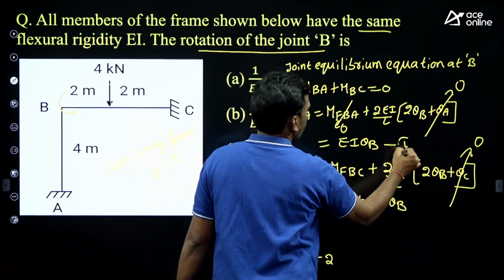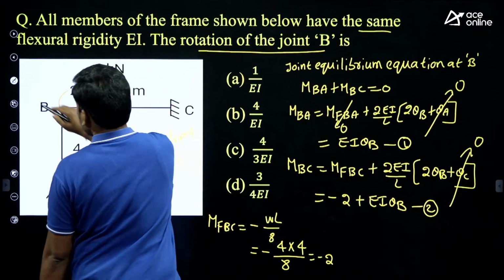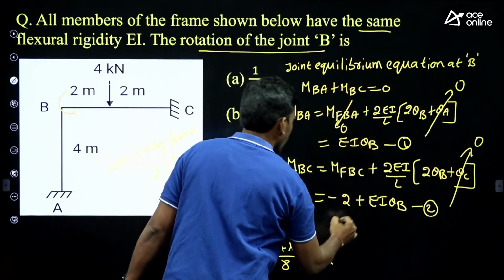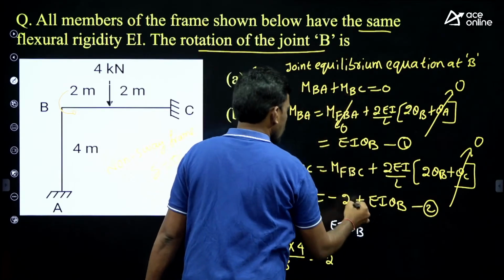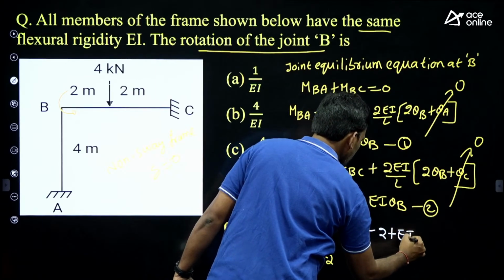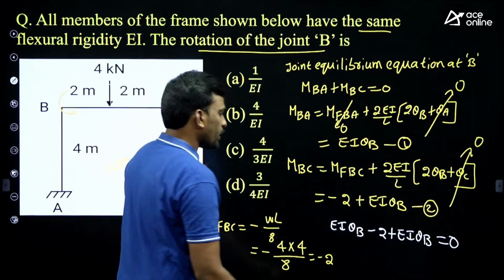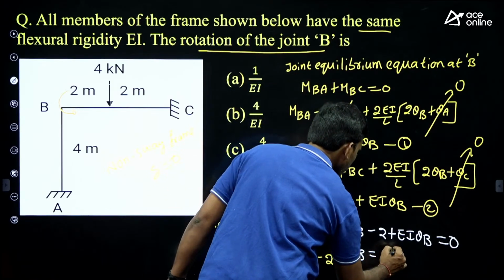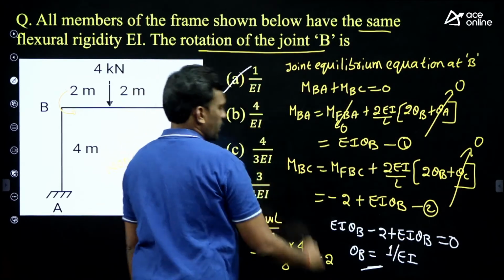Now substitute equation 1 and equation 2 here. What is MBA? EI theta B, plus minus 2 plus EI theta B equals 0. Then from this equation, can you find the theta B value? This is 1 by EI, right? 1 by EI radian. Then option A is correct.